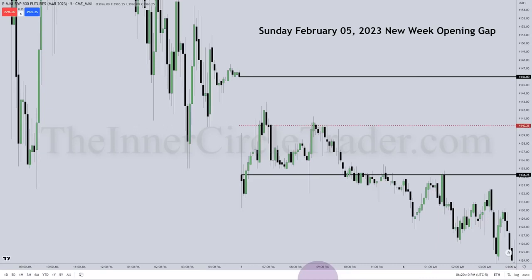This is the Sunday, February 5th, 2023 new week opening gap. And the way you want to locate that is you want to go into a lower time frame chart. You don't want to use your daily chart because your daily chart is going to be using a settlement price that may not be in alignment with what we're showing you here to use.